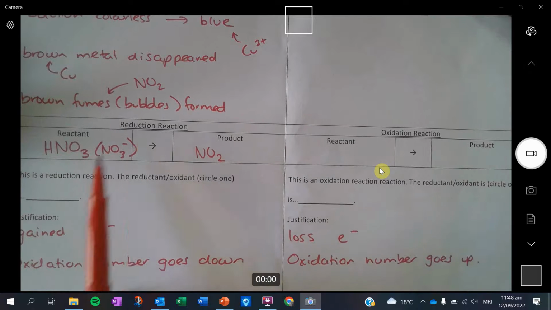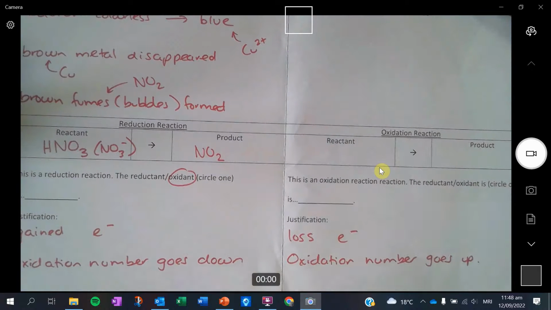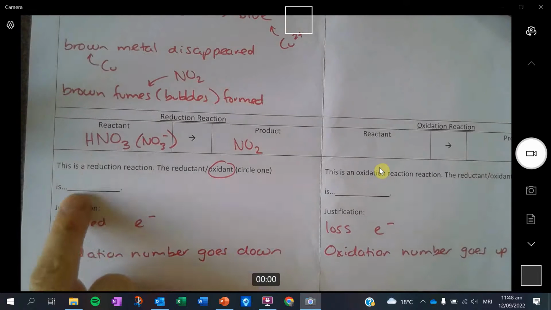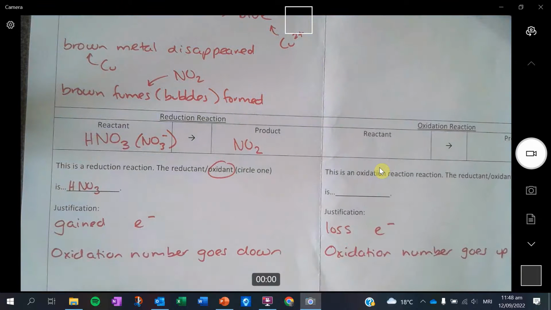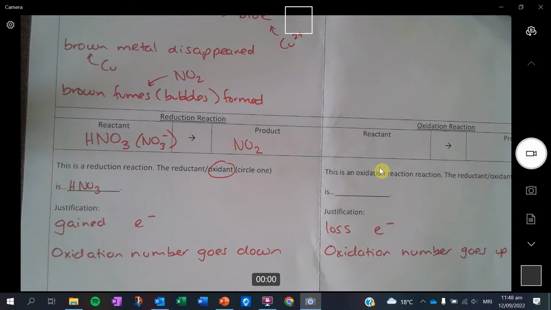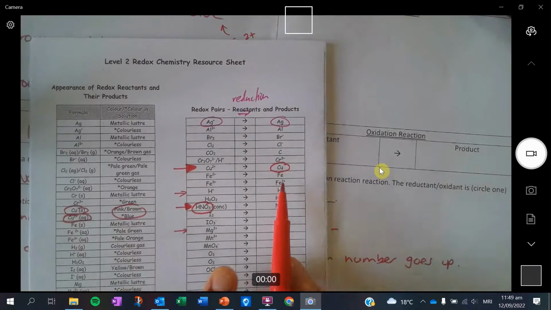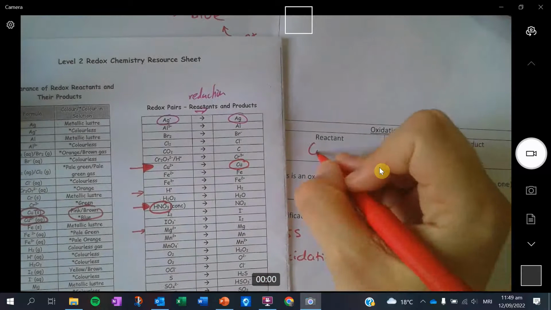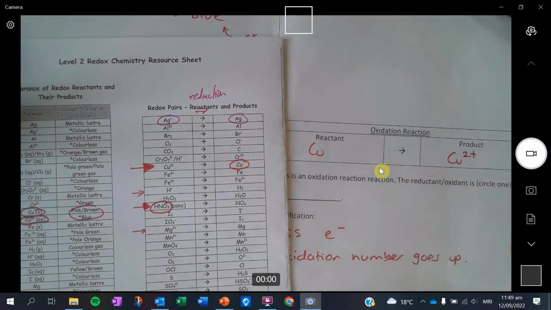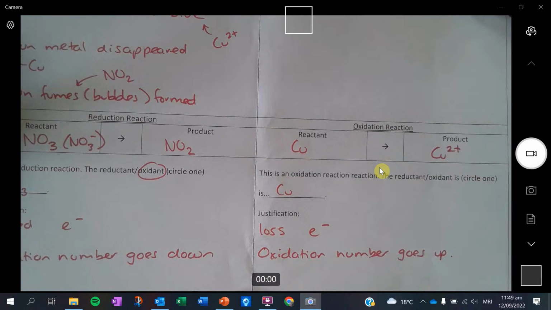All right, since this is the reduction reaction, that makes this an oxidant, because remember the words swap around. And I just write down what I have for my reactant, so the nitric acid. And that's that first one filled in. Are we okay so far? Yes. All right. Oxidation half: remember, we're going backwards for oxidation, so I start with the copper and I become the copper 2 ion. Now, since this is my oxidation, that makes copper what? Reductant.